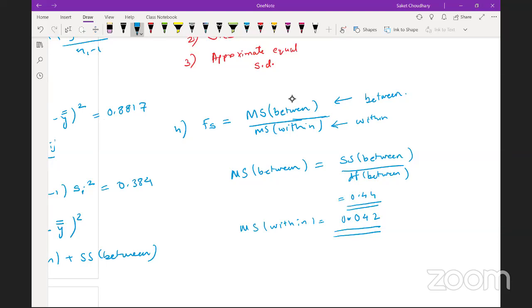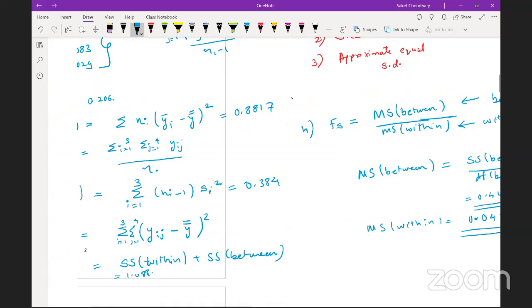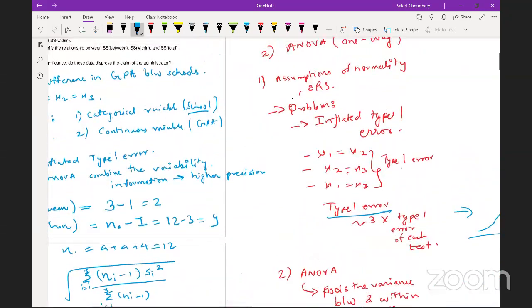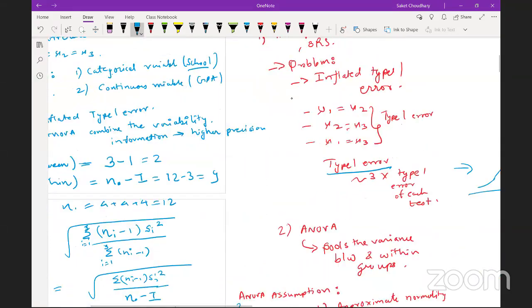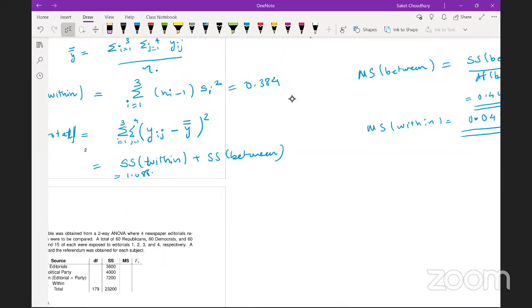And you can see why that matters. The within variation is small. That means if you look at each individual group, there is not much variance going around there, but there is a lot of variation between these three groups. Okay, and that's why your statistic is high, and hence it's quite likely that you're going to reject the null. So your F statistic, if you calculate, I think comes around to be this value, 10.49.